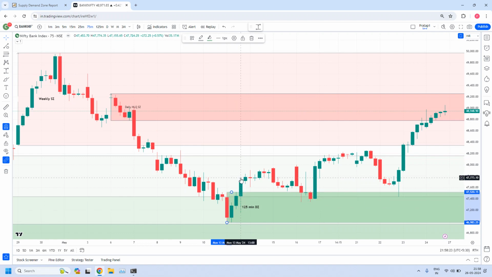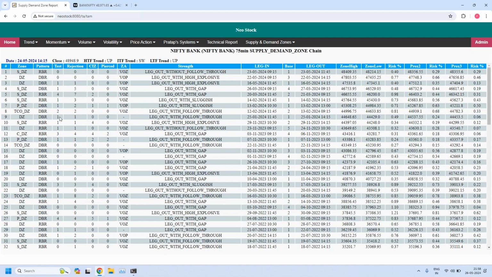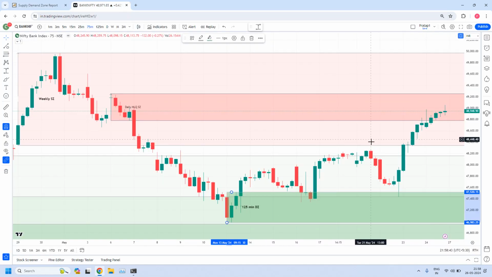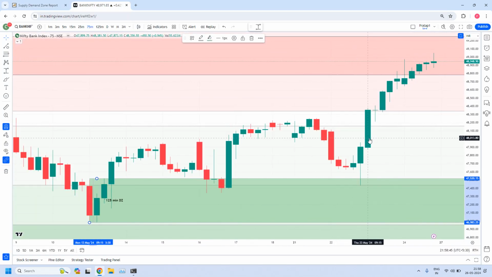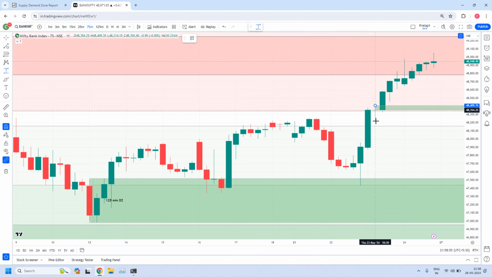This rally, base, rally. This is the one actually having the real order flow. So it is having an immediately available demand zone. This is a high liquidity demand zone, fresh zone, recently created. 23rd May 9:15, one base candle. 23rd May, this is the 9:15 base rally. This is a high liquidity demand zone.